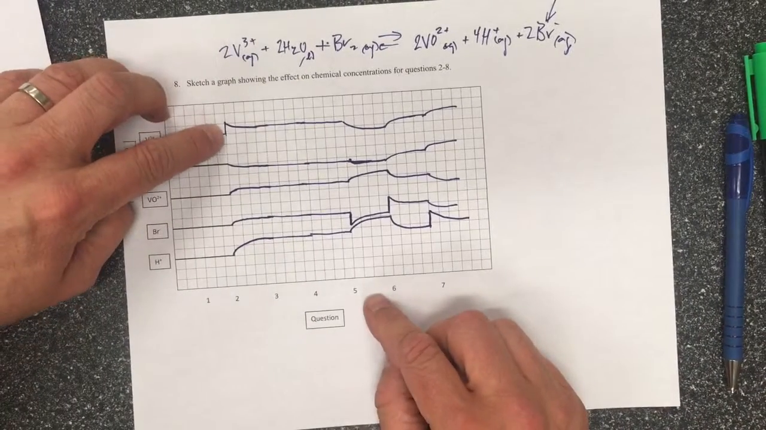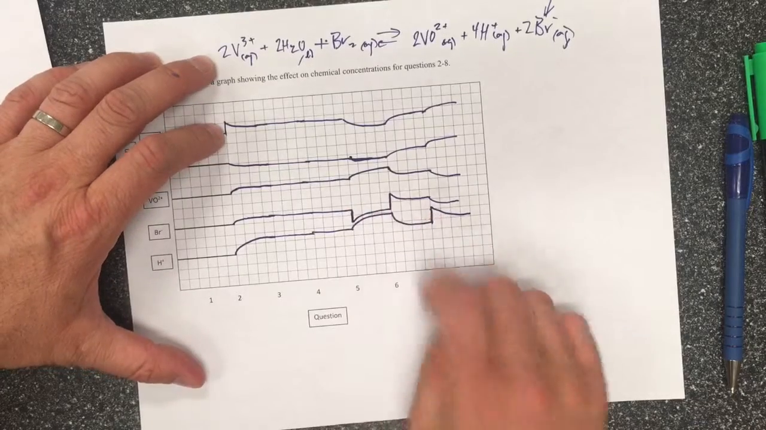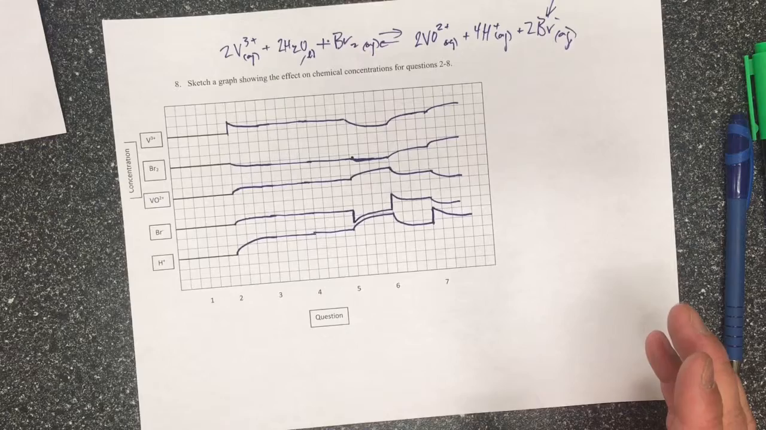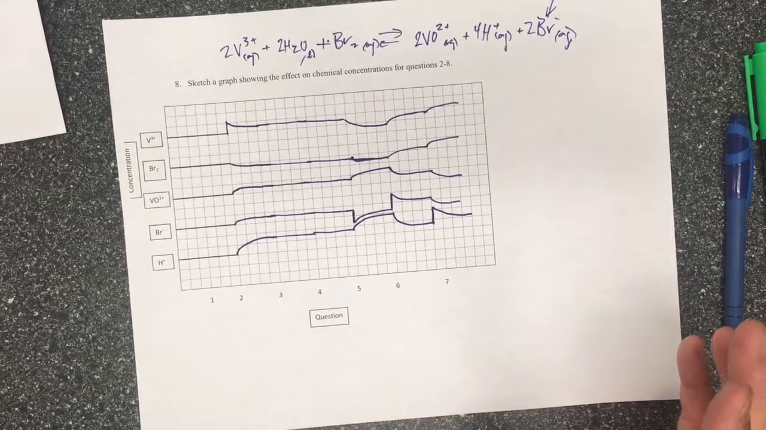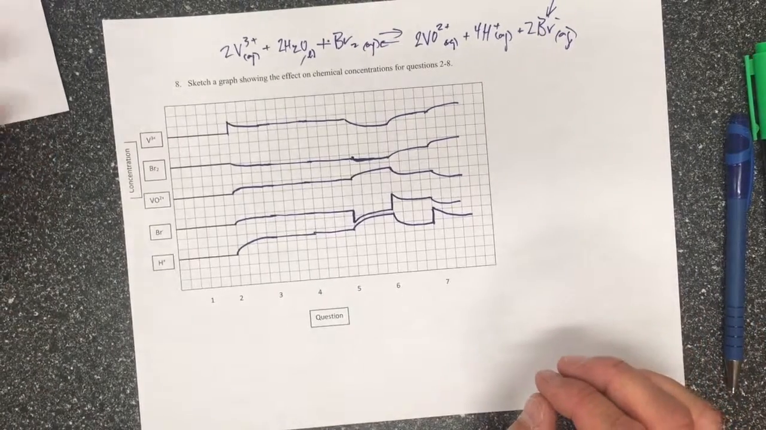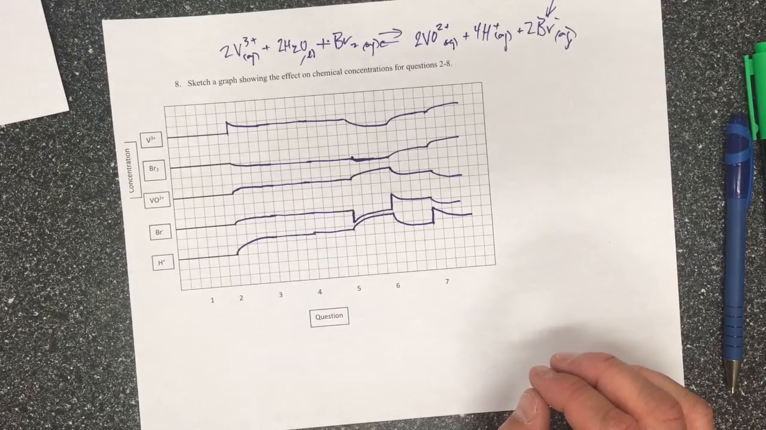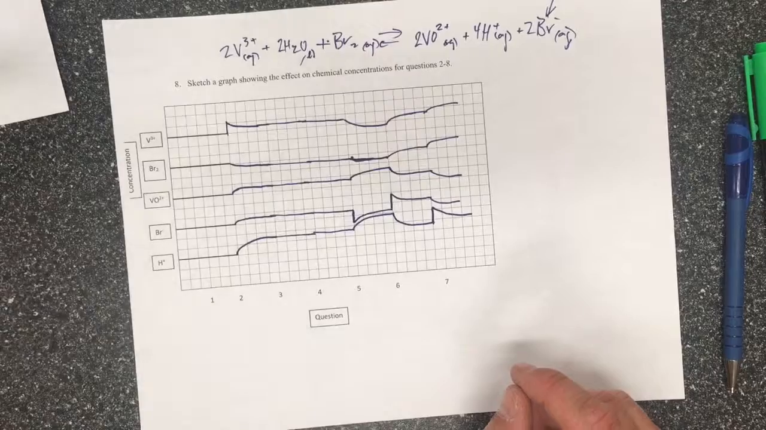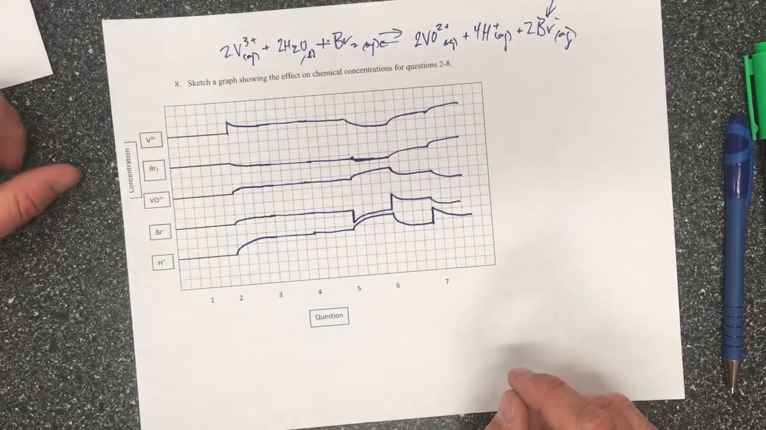You can see a sudden change here, sudden change here, sudden change here, sudden change here. Changing volume or pressure doesn't really have an effect because there are no gaseous particles. Adding a catalyst will only speed up getting to equilibrium. It doesn't change the equilibrium. The only one that we didn't mention in this was a change in temperature. And we would need to know if this was an endothermic or exothermic change to be able to address that.